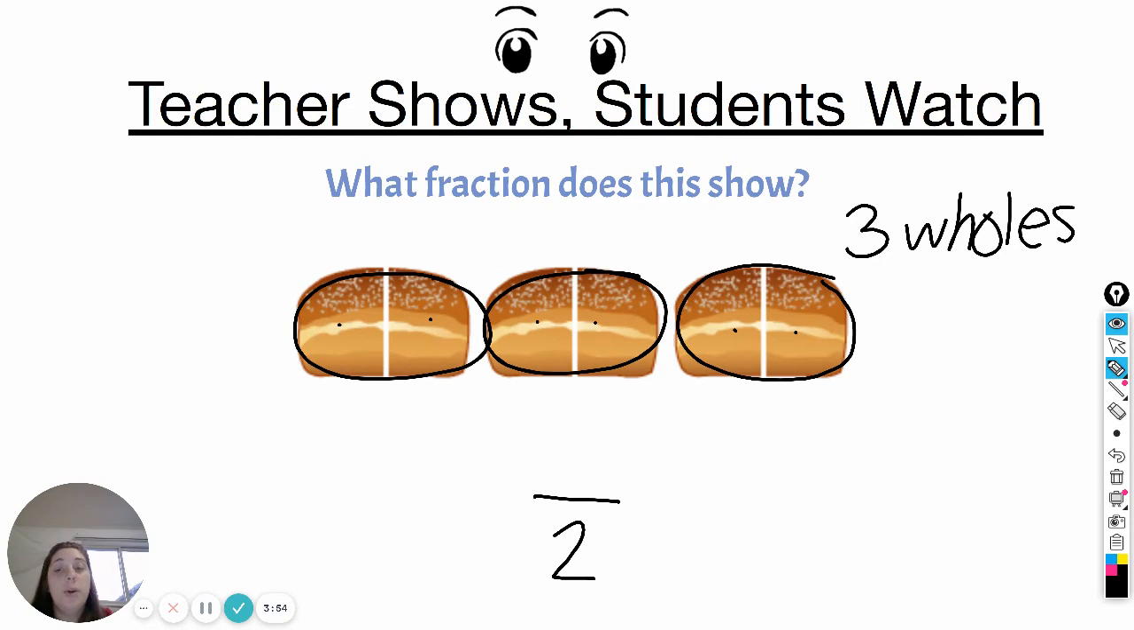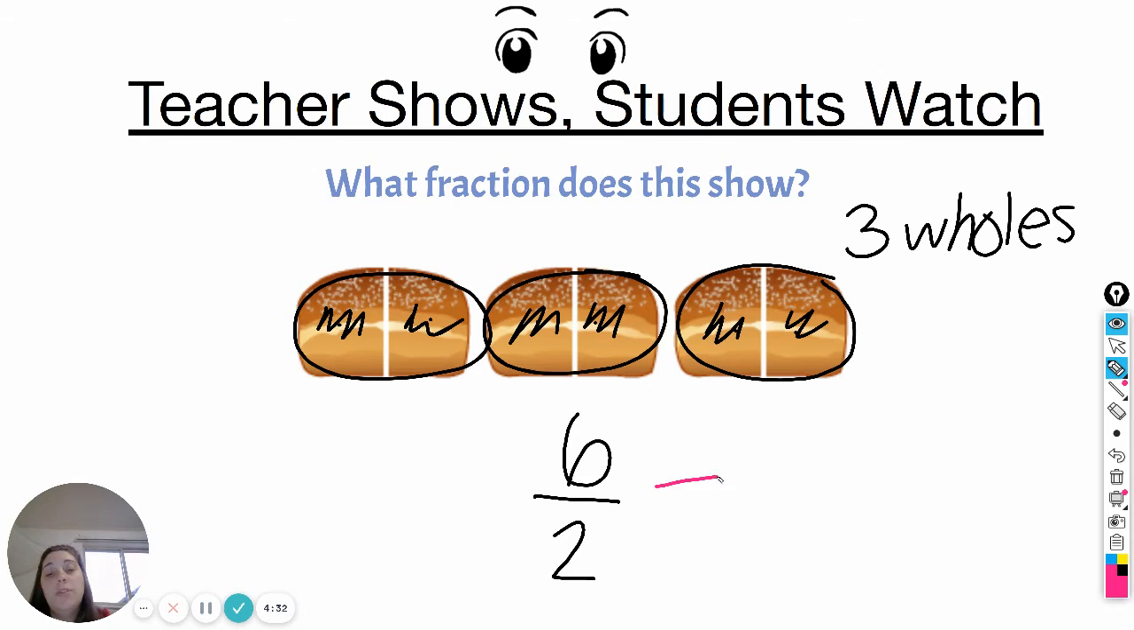For the numerator, or the top number, we do need to count how many pieces are shaded, or how many pieces in this case do we have, since we know they're all shaded. 1, 2, 3, 4, 5, 6. So the fraction for this one would be 6 halves. We have 6 pieces shaded, and they're broken into halves. A little trick we can think about: if we do this as the problem 6 divided by 2, we count by 2s till we get to 6, 2, 4, 6. We had to count 3 times. So that's how we know that that's the same as 3 wholes.